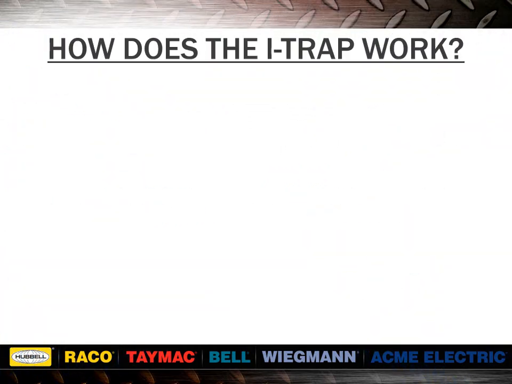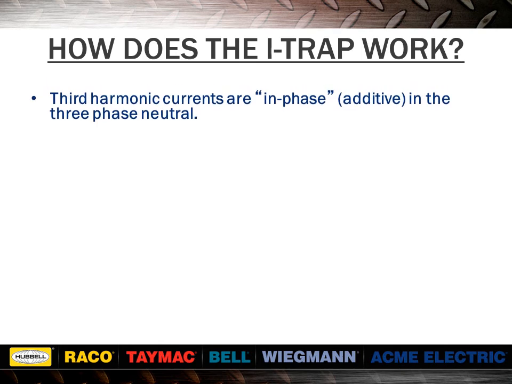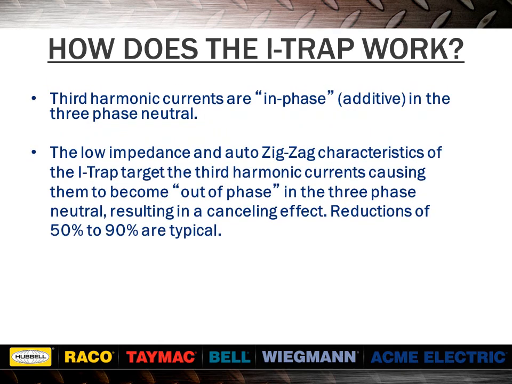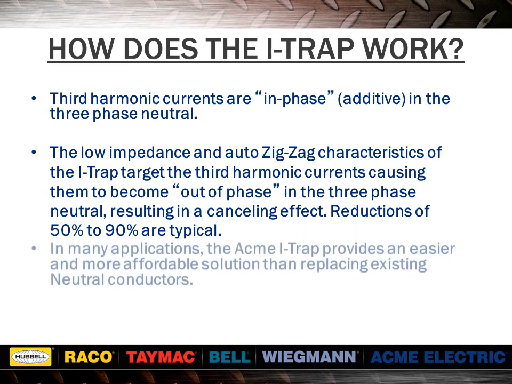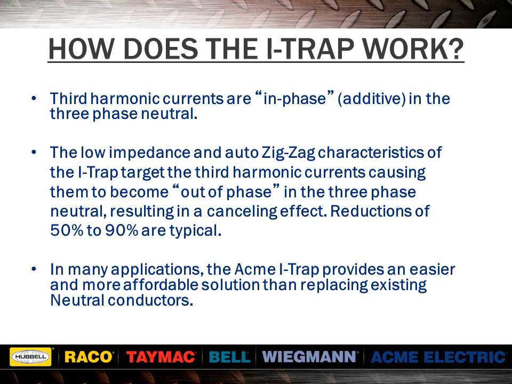How does the I-trap work? The third harmonic currents are in phase in the three-phase neutral. The low impedance and auto zigzag characteristics of the I-trap target the third harmonic currents, causing them to become out of phase in the three-phase neutral, resulting in a canceling effect. Reductions of 50% to 90% are typical. In many applications, the Acme I-trap provides an easier and more affordable solution than replacing existing neutral conductors.